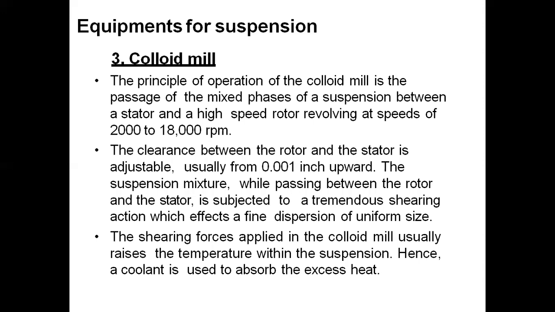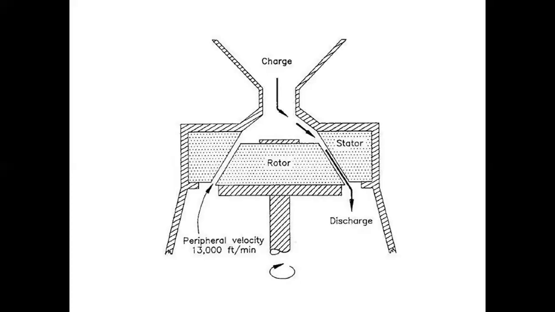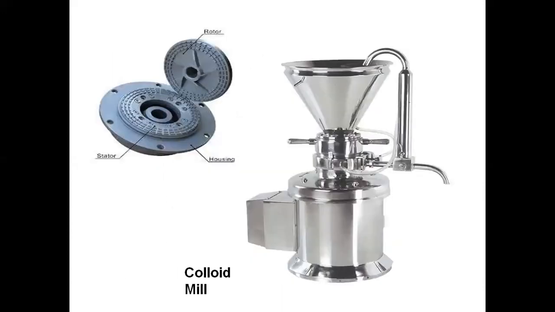The principle of operation of the colloid mill is the passage of the mixed phases of suspension between a stator and a high-speed rotor revolving at speeds of 2000 to 18,000 RPM. The clearance between the rotor and the stator is adjustable, usually from 0.001 inch upward. The suspension mixture, while passing between the rotor and the stator, is subjected to a tremendous shearing action which effects a fine dispersion of uniform size. The shearing forces applied in the colloid mill usually raise the temperature within the suspension, and a coolant is used. This is the image of the colloid mill.